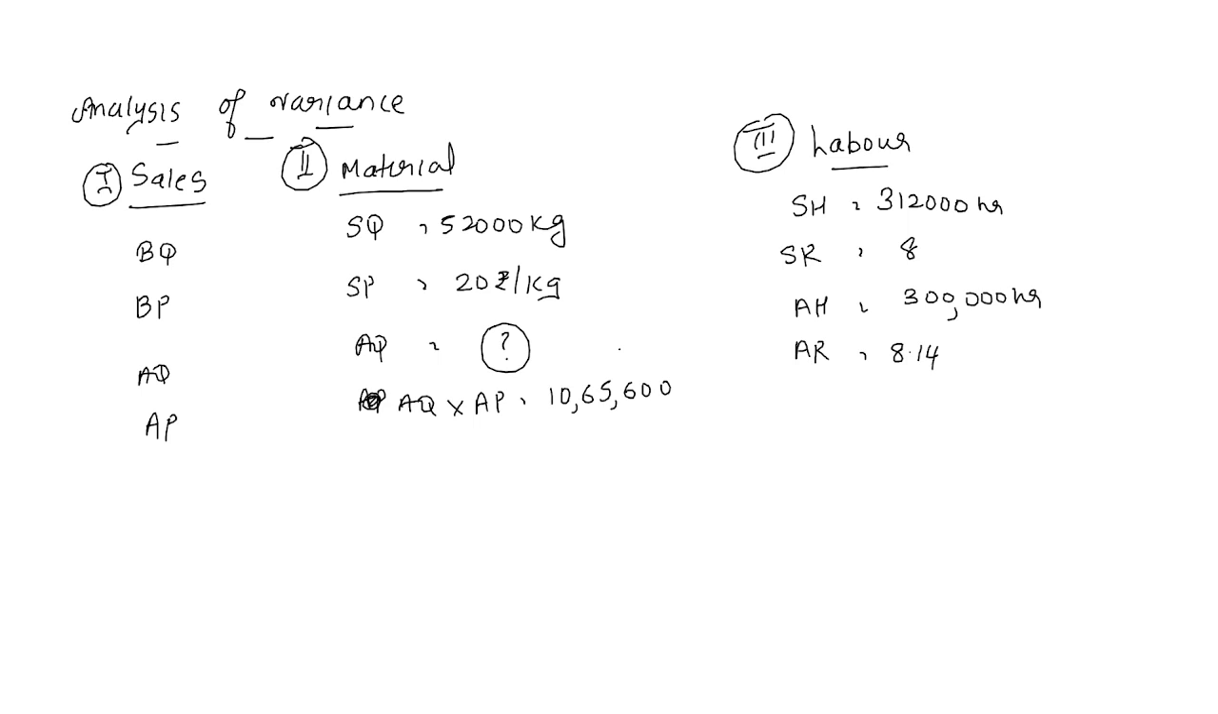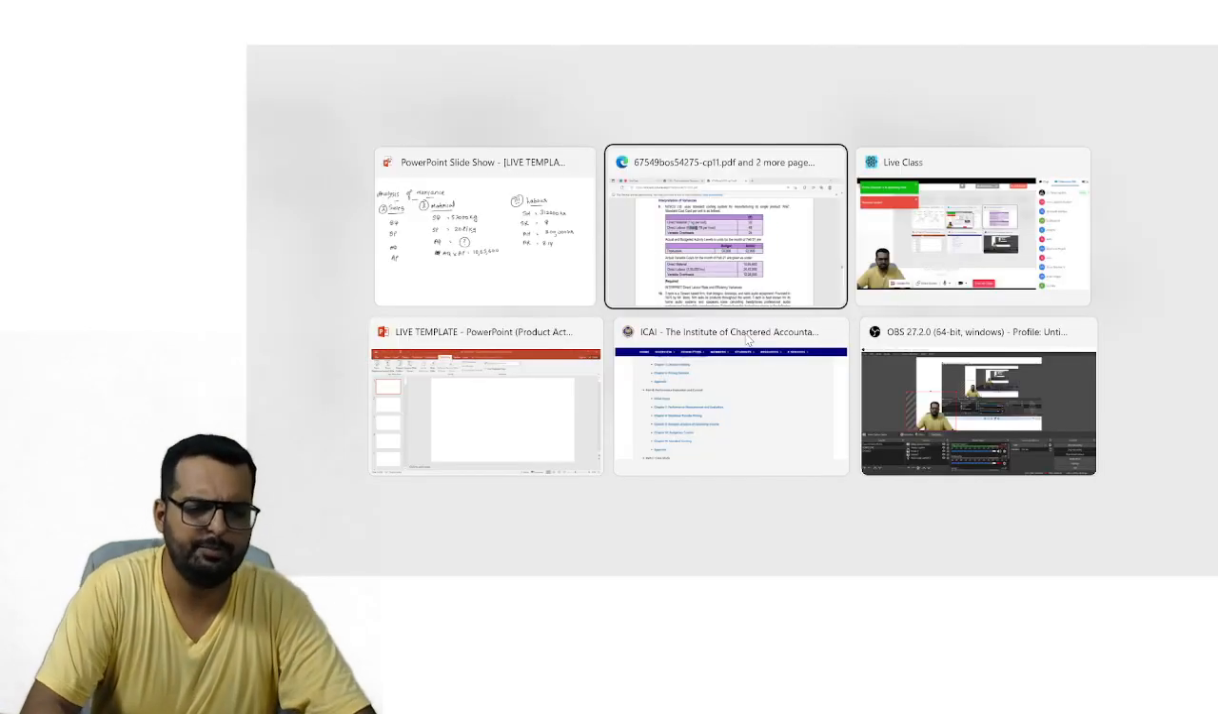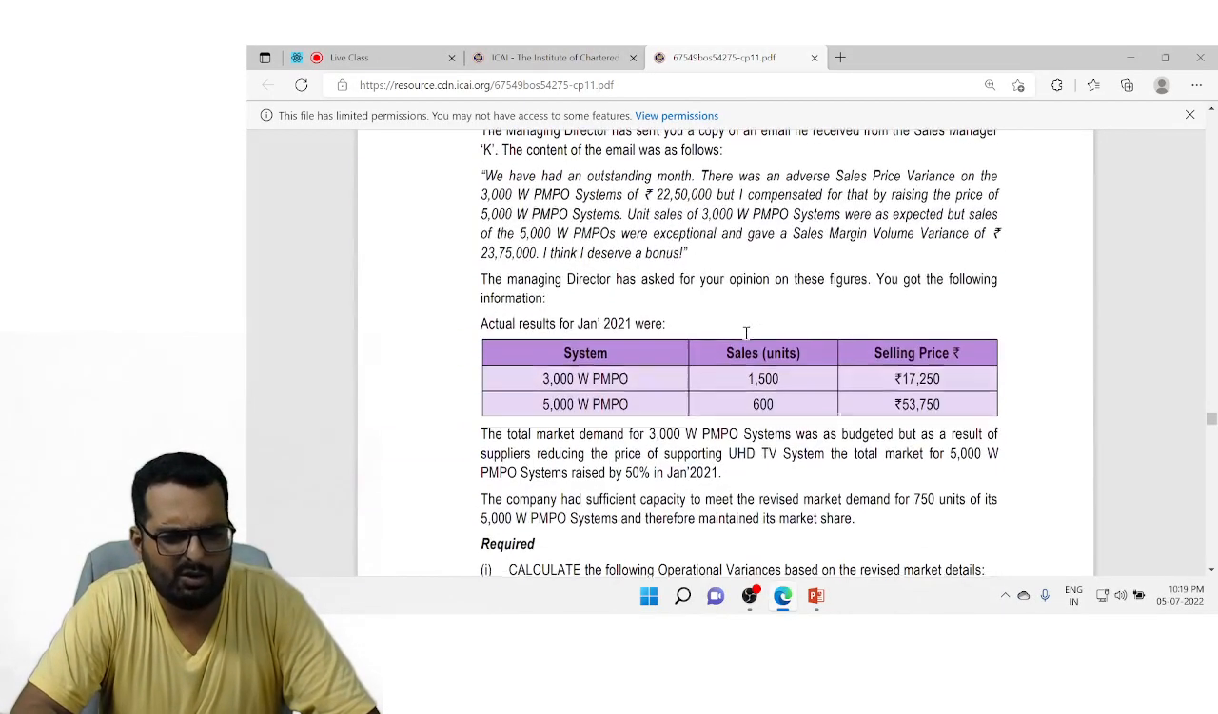What is LEV? Labor efficiency variance, is it? They've asked only labor in the question, is it? Fine, here you can do material also, nothing wrong.